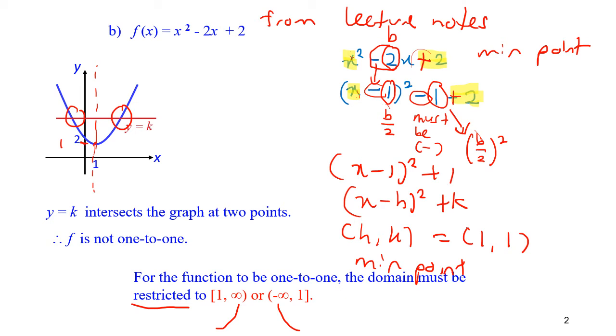Remember this one is for the positive side, because after this you will see what I mean by positive and negative. For this one, just bear in mind that we have two restricted domains. The first one is positive, 1 to infinity, and the second one is negative, that is negative infinity until 1.